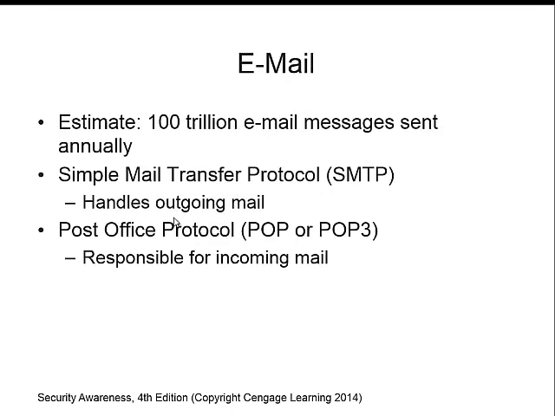With email, it's estimated that 100 trillion email messages are sent annually. Just think about that, 100 trillion. You have different protocols that are used for email. You have SMTP, or Simple Mail Transfer Protocol. What that does is it typically handles your outgoing mail. When you hit send, it's using SMTP to send your information. Typically, you're going to use POP or POP3 to retrieve your email, but not always, though that is typical. It's called Post Office Protocol.